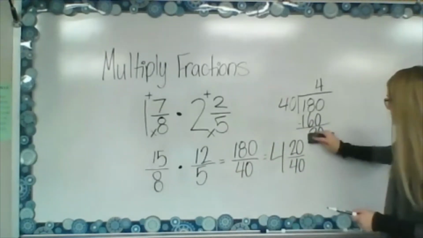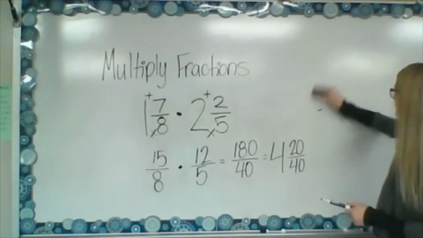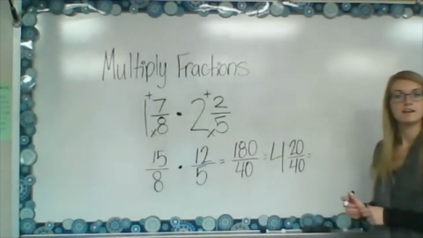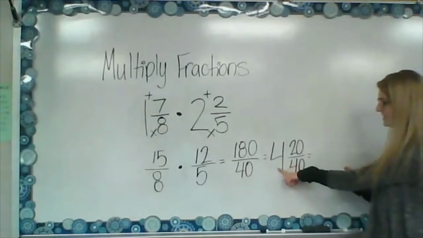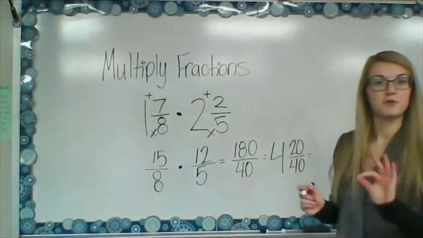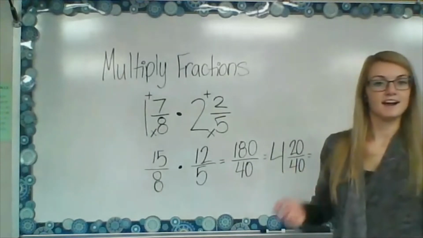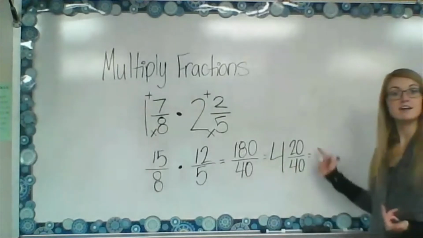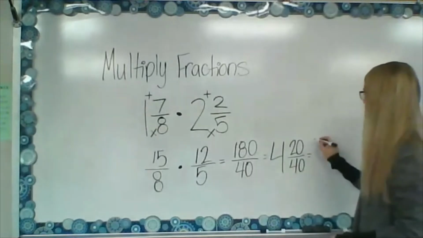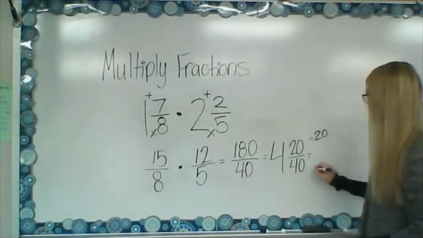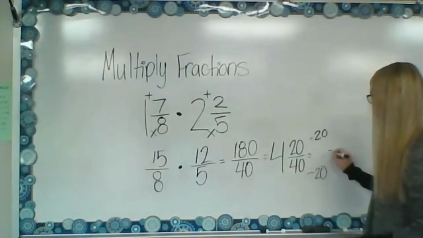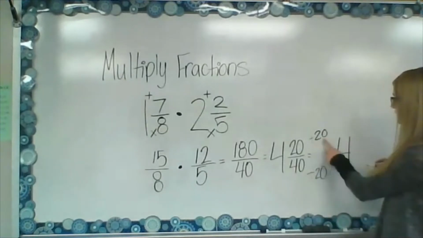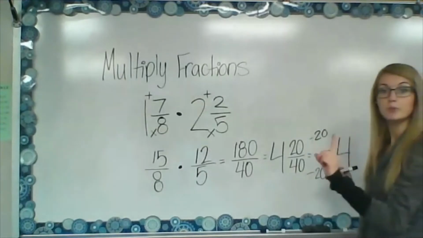Okay, so I'm going to erase this now so it's out of the way. And here we go. Now I have 4 and 20ths over 40ths. I can simplify that, right? There's a lot of numbers that go into both of these, but I see that 20 goes into 40. So I'm just going to divide by 20 on the top and bottom. So I'm going to keep the 4. 20 divided by 20 is 1.